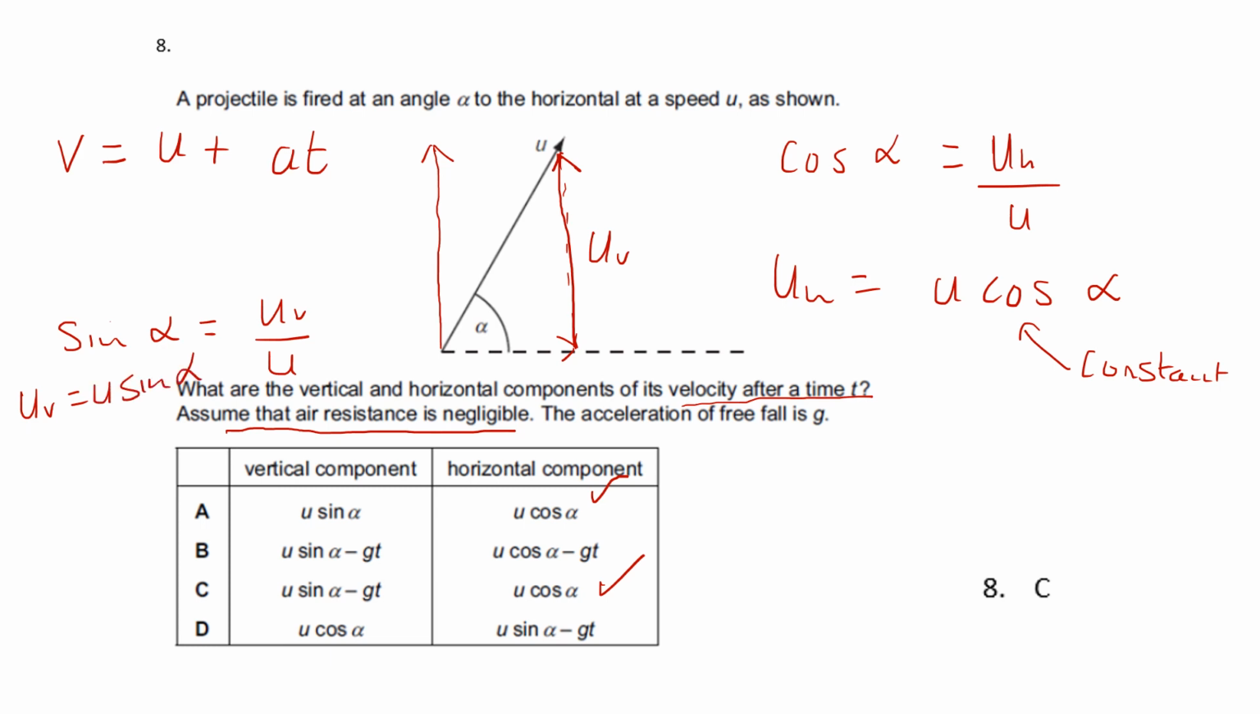So we'd put that into our equation as the initial vertical component, and then the plus at bit will have to be minus gt, because we're thinking about directions here. So if we're saying that our vertical component of velocity upwards is positive, then our downwards gravity will have to be negative. So that gives us u sine alpha minus gt. So we're looking at answer C there.